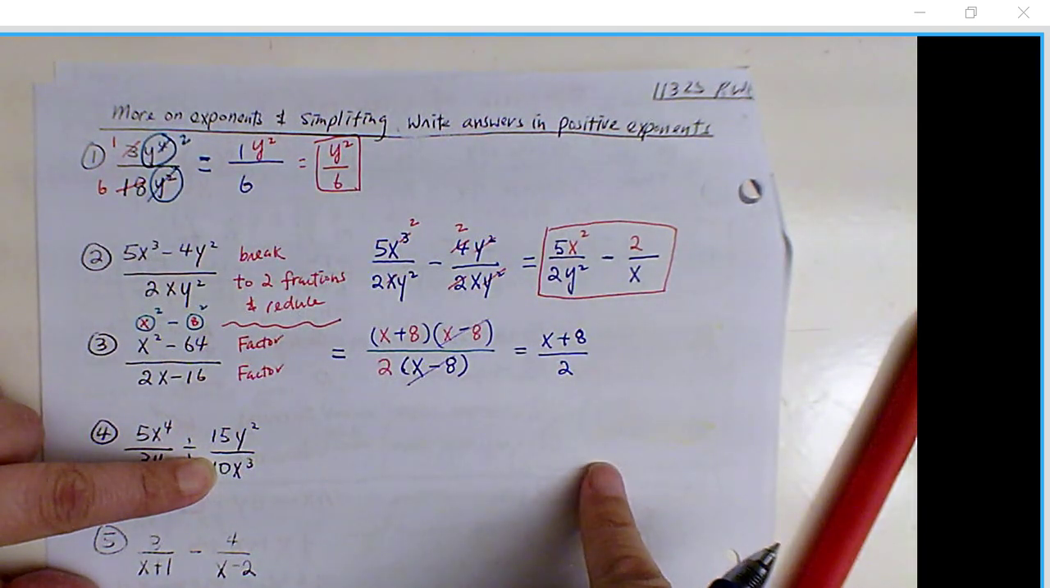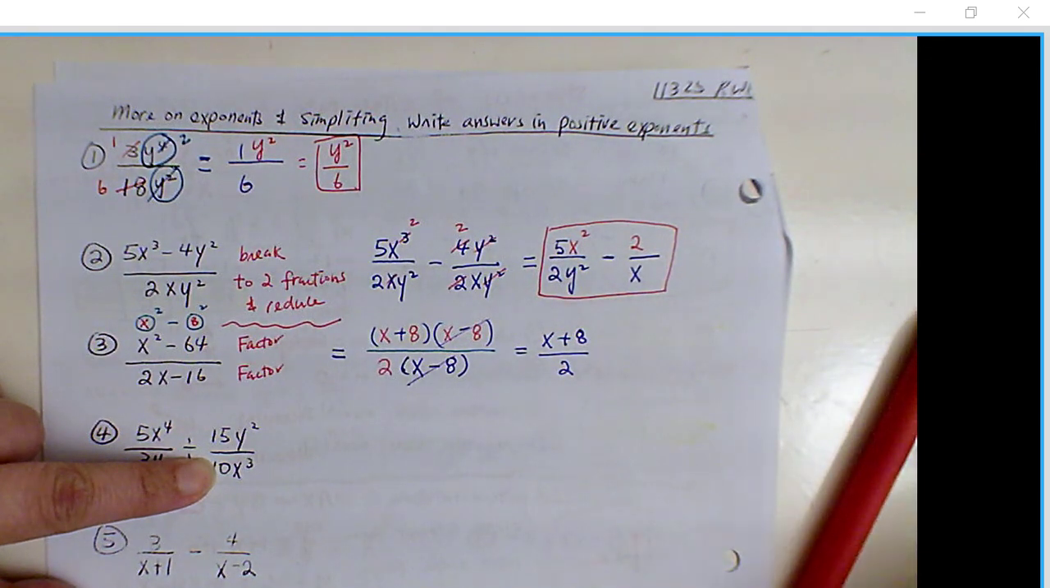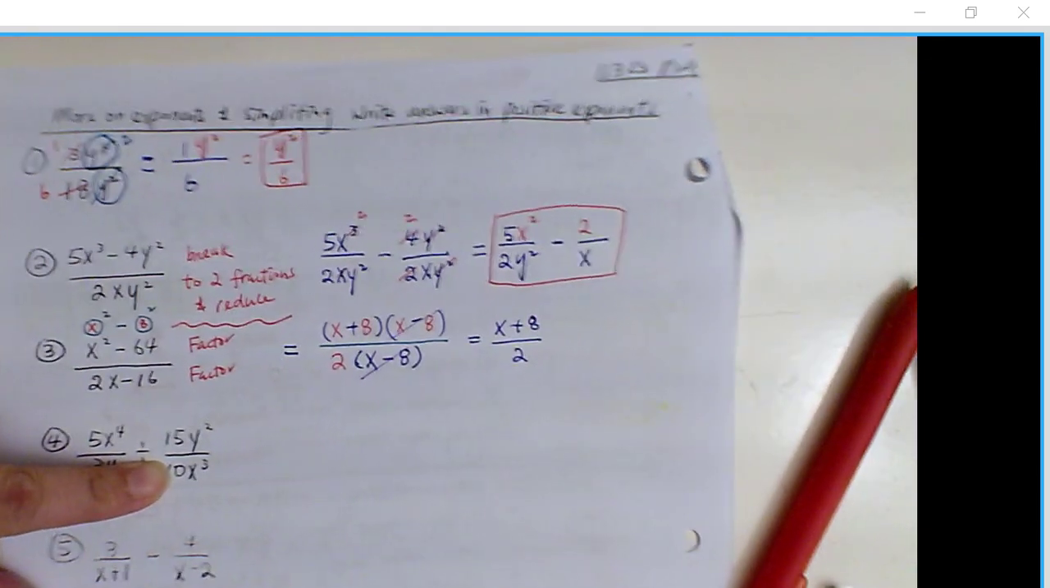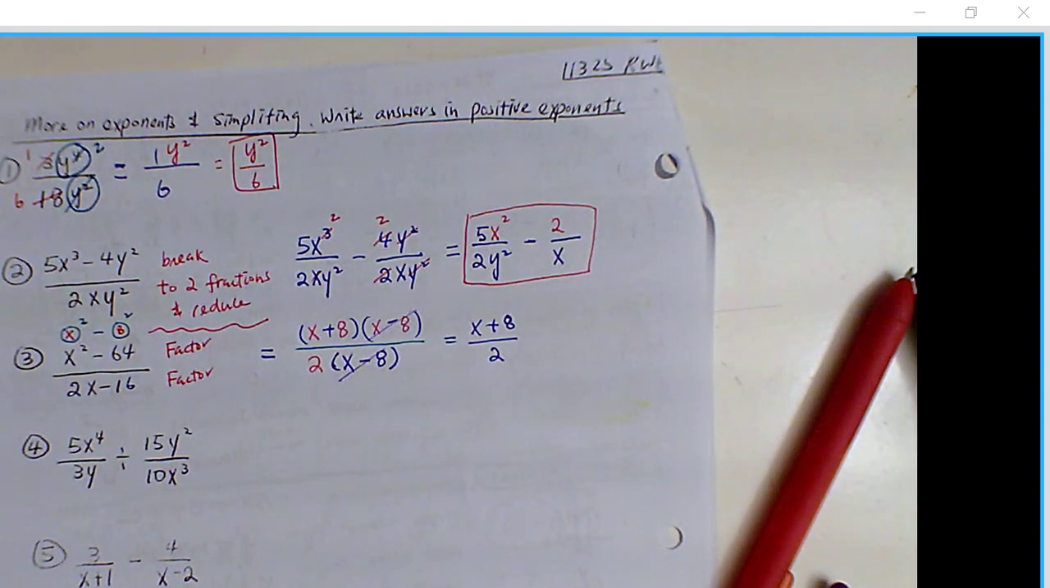So for me, this answer is acceptable. Sometimes in your lab, they may want you to go a little bit further. So if they want you to simplify some more, then what you will do is just like what you did on the last questions.